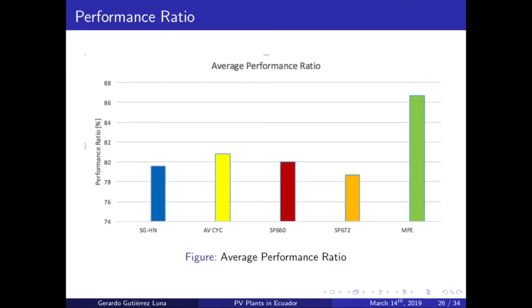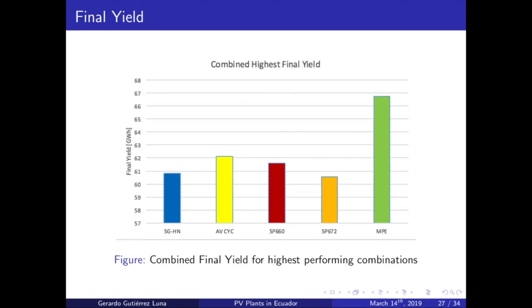So the average performance ratios of these modules are the following. The lowest one is the polycrystalline silicon, with below 79% performance ratio, followed by the amorphous silicon, then the Chinese monocrystalline, followed by the Ecuadorian monocrystalline, and the highest performance ratio was achieved with the German module. For the final yield, similar results are found, ranging between 59 gigawatt hours up to 66 gigawatt hours per year.